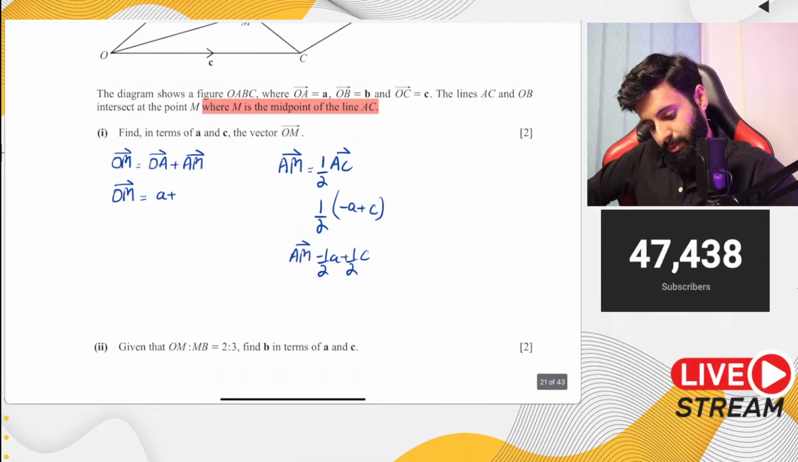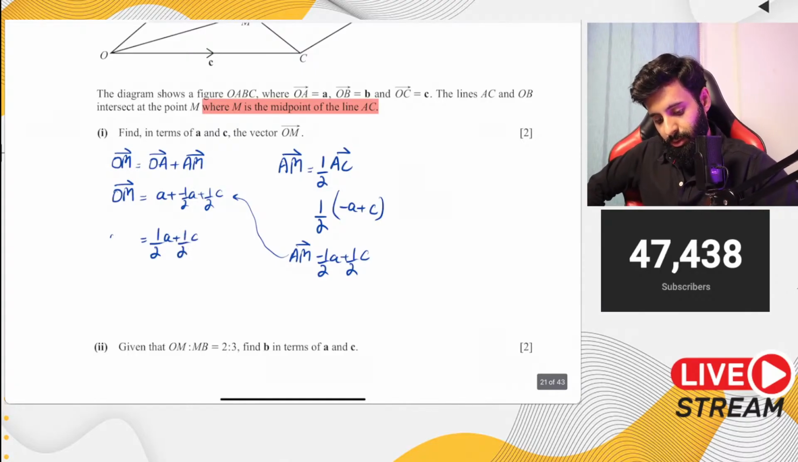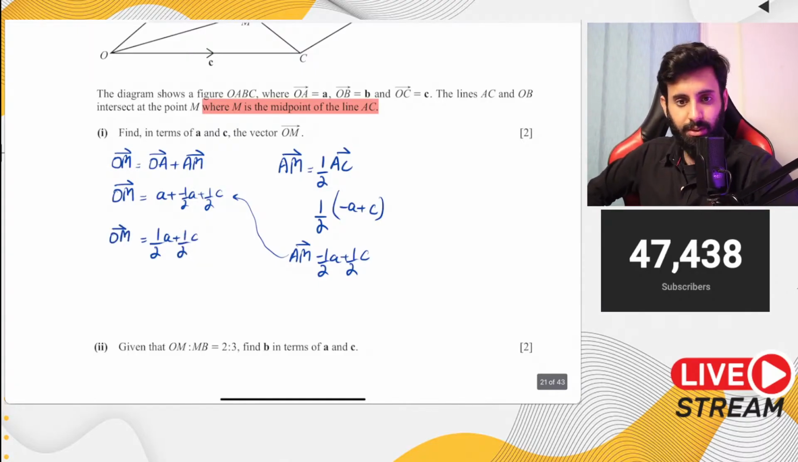So we have minus half A plus half C as AM. Replace that over here: A minus half A equals half of A, plus half of C. That is what OM is equal to, half A plus half C. So there you go, that's your answer.